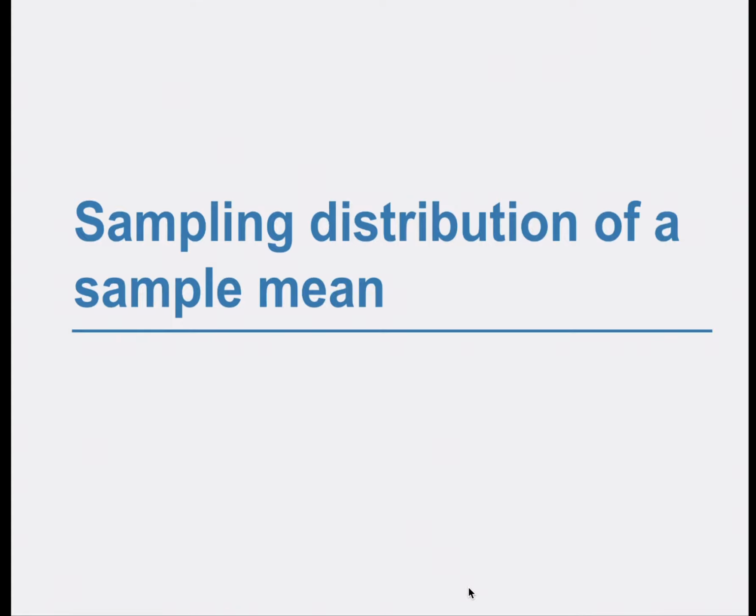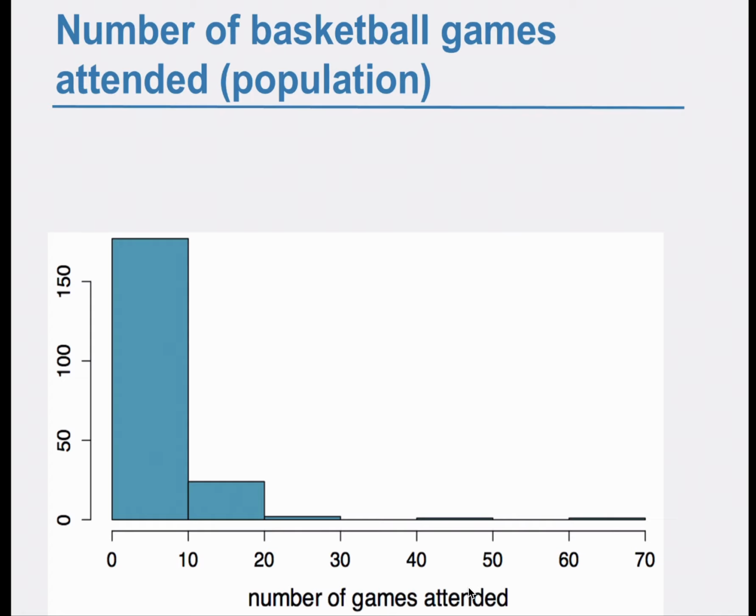Specifically about sampling distributions of a sample mean. So here is a population distribution of the number of basketball games attended by members of some population.